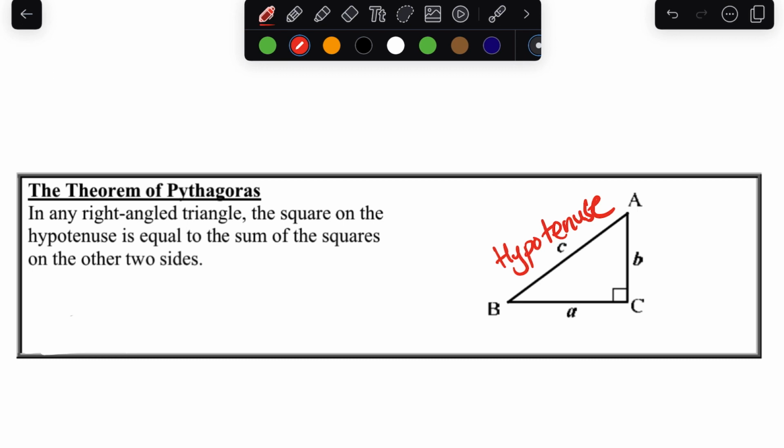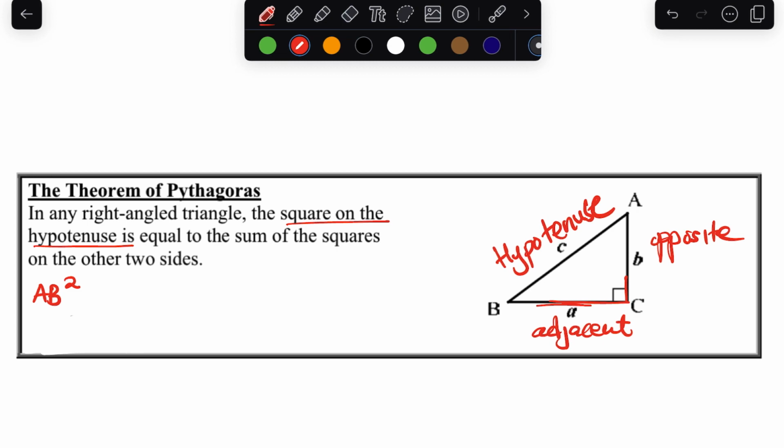It's the longest side, right? These two sides are adjacent sides, right? The word adjacent means next to each other. So the formula for the Pythagoras theorem, we said the square on the hypotenuse. The hypotenuse is AB. So the square of the hypotenuse is AB square.